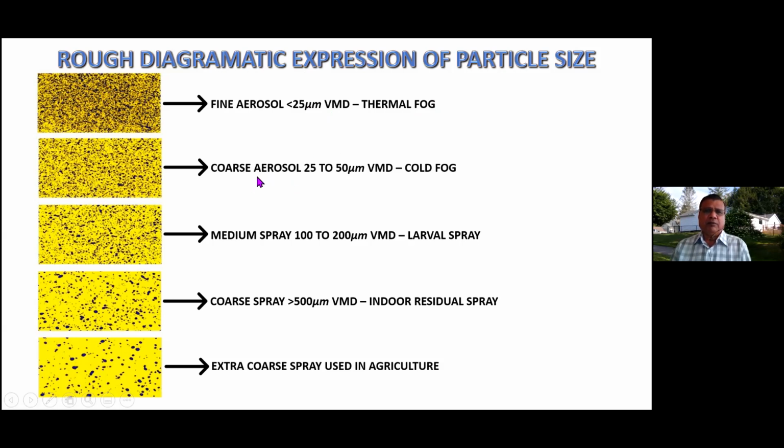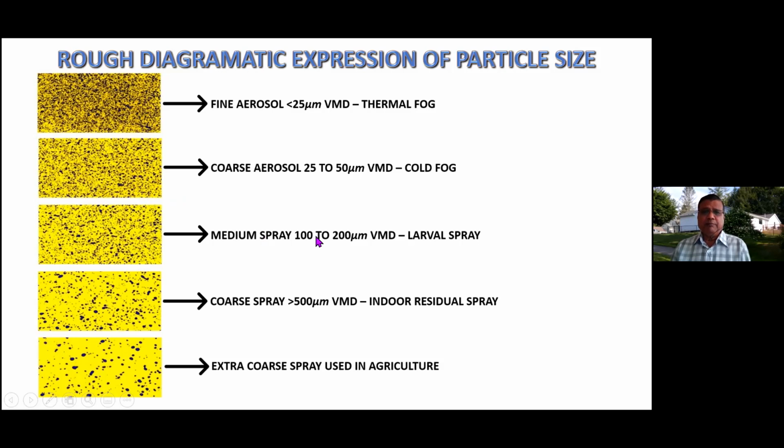Coarse aerosol is between 25 to 50 microns. Cold fog is slightly rarer than the other. It is coarse aerosol, 50 micron. So with the bigger size particle, it may not be airborne like this. It will fall down to the ground because of gravity.